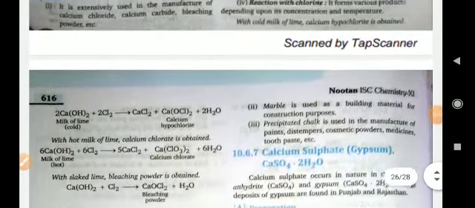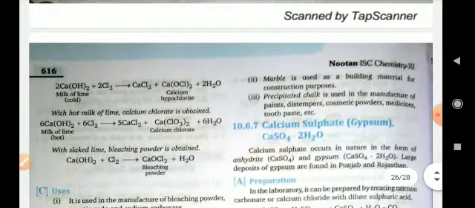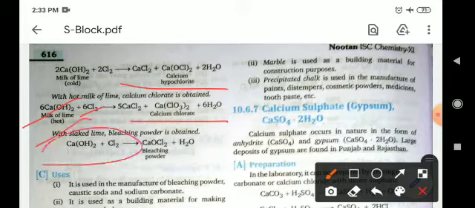Next, reaction with chlorine. Calcium hydroxide reacts with chlorine to form calcium hypochlorite, CaOCl2, and milk of lime reacts with chlorine to form calcium chlorate and calcium chloride. With slaked lime, bleaching powder is obtained. After the reaction of calcium hydroxide and chlorine, it forms CaOCl2, which is known as bleaching powder.